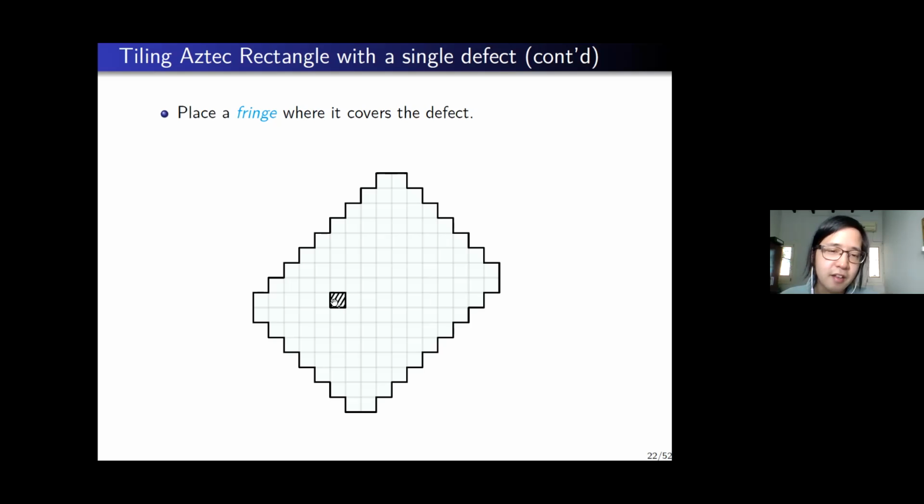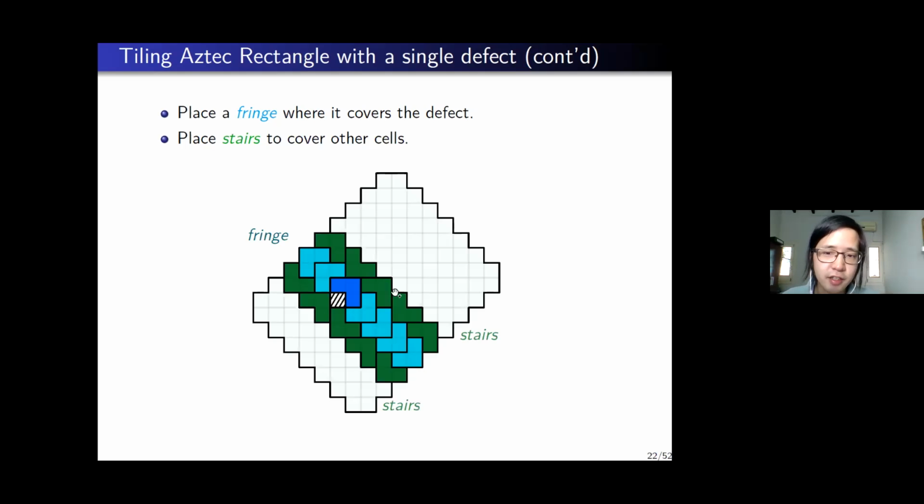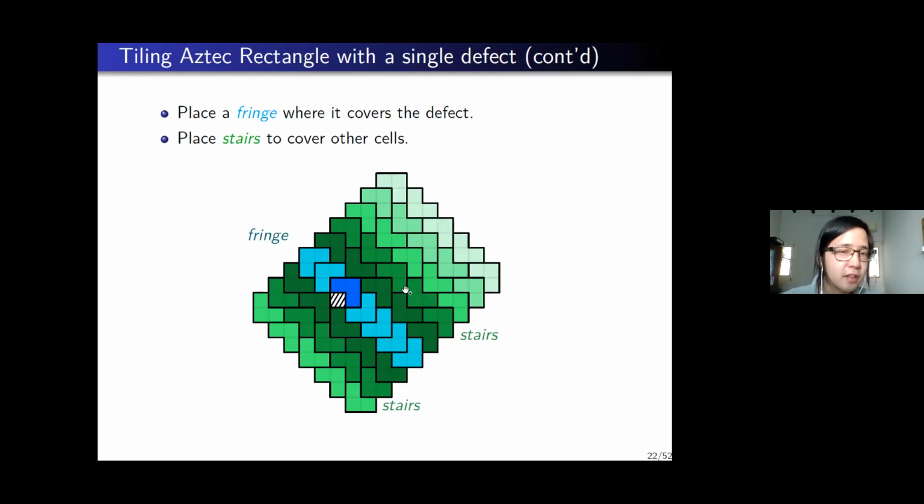If we have a defect cell, first we locate the defect cell and we place a fringe where the defect cell is. And we can tile the fringe trivially from outside toward the inside. Then we place stairs from the fringe to the outside to get the tiling of the AZTEC rectangle with a single defect.